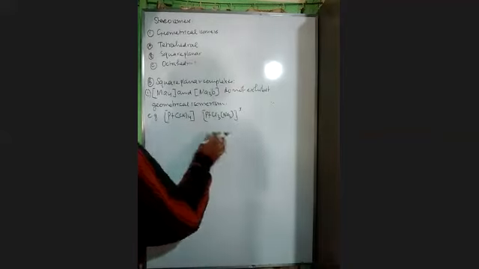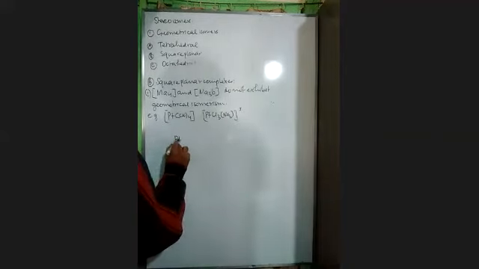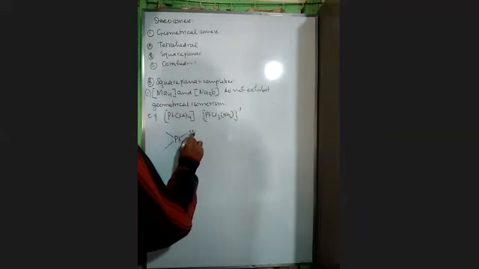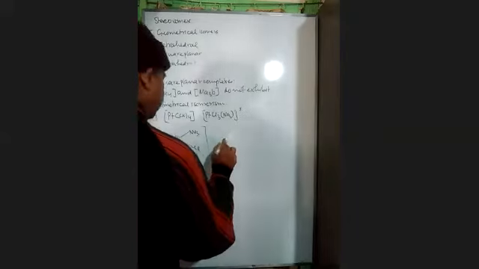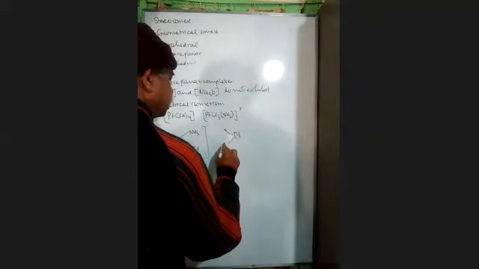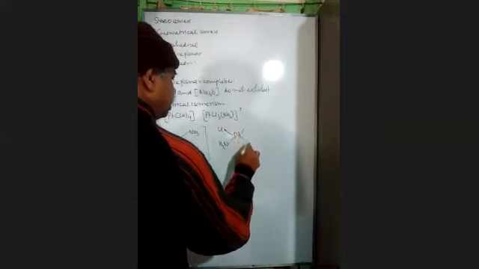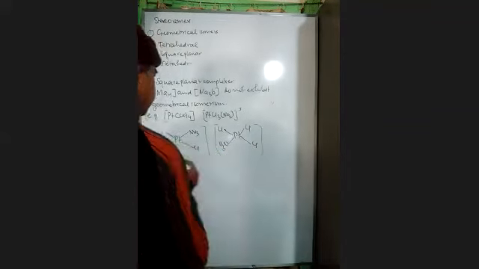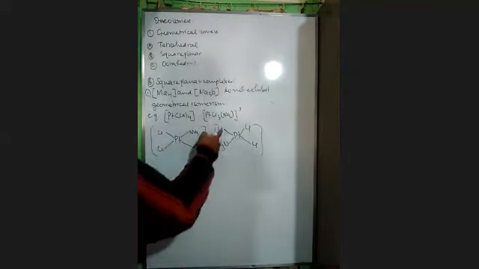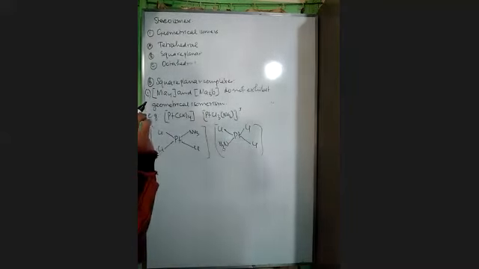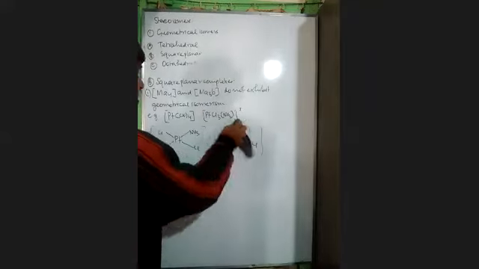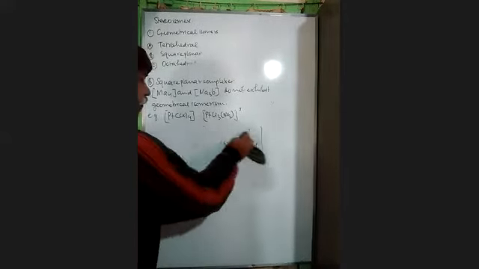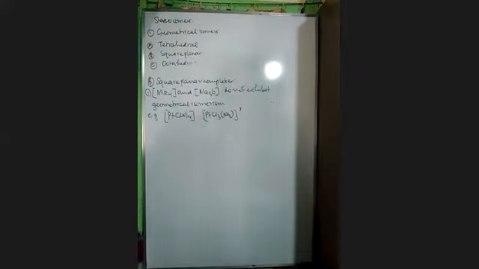Okay, this one I'll explain. Let me show you. Pt, say it is NH3, Cl, Cl. This is one structure you have drawn. And you have drawn the other structure. See here. In all these cases, see the distance between ammonia and chlorine. This is same. So they do not exhibit geometrical isomers. So these are not geometrical isomers. It is the same one. So, have you written?